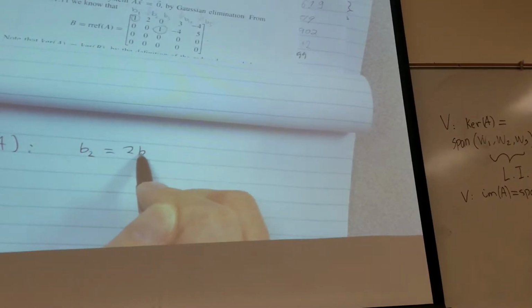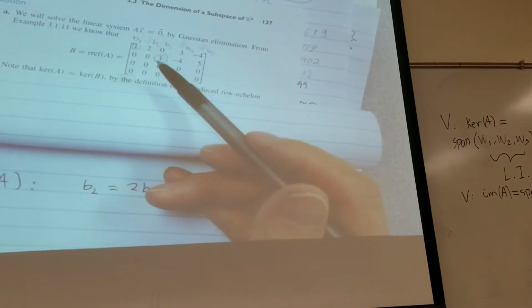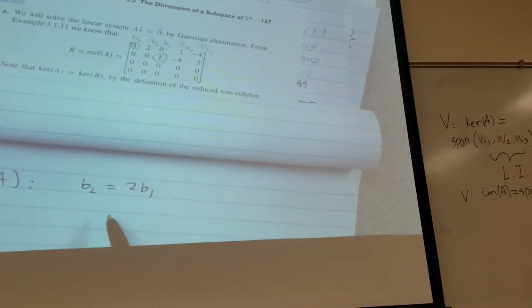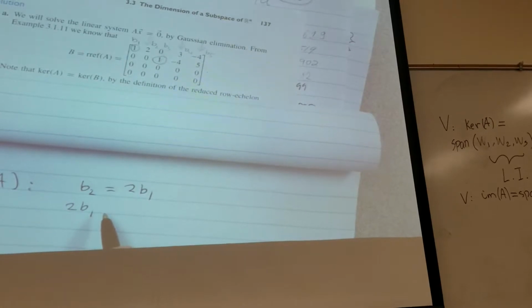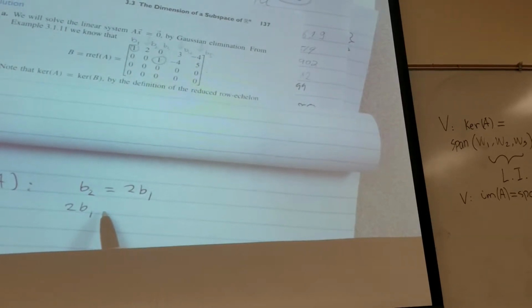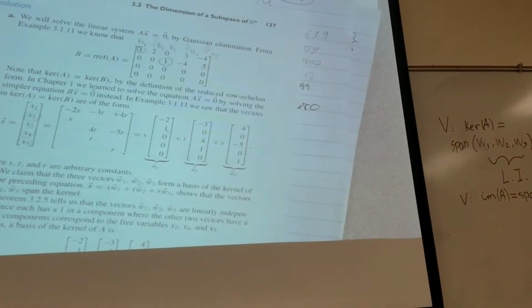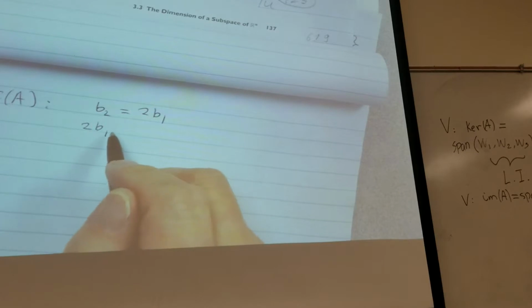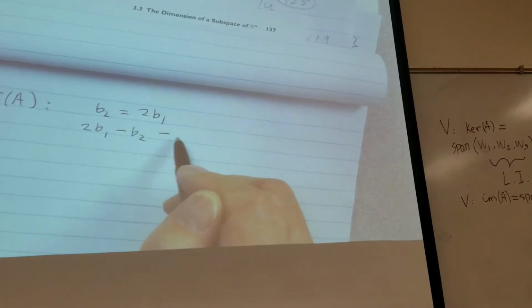B2 is 2B1, right? So remember I called the first column B1, second is B2. So B2 is 2B1. That's easy to spot. We found this, and then as all the mathematicians like to do, we put them all on one side, right? So 2B1. So put it on what side? Left hand side. So how about we just do 2B1 minus B2 equals 0, right?